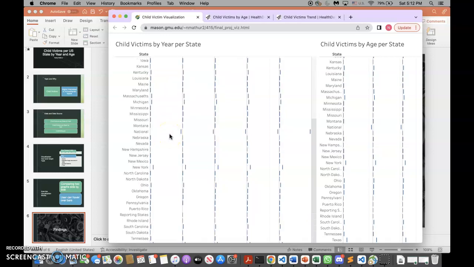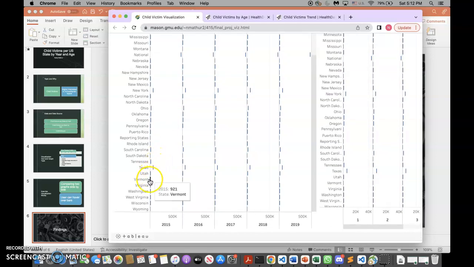And then if you look at Vermont, which has the smallest amount of child victims in 2015 and overall, because again, the population is very small in Vermont. But if you look from 2015 to 2016 for Vermont, it goes from 921 in 2015 to 822, which again is a decrease. But that's not the case for every state, so we cannot call the decrease in that year a pattern for all states.